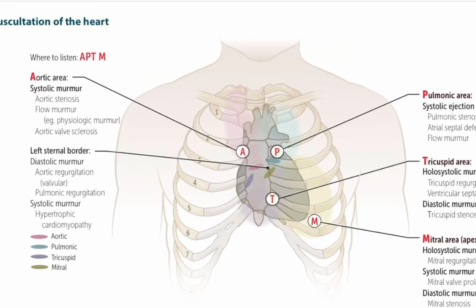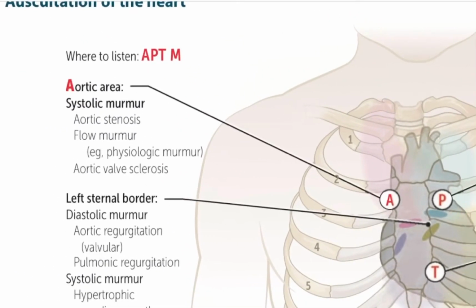In the aortic area, we hear systolic murmurs, and these murmurs are of aortic stenosis, flow murmur, that is the physiologic murmur, and aortic valve sclerosis. Is this clear? So we hear systolic murmurs, that is of aortic stenosis, flow murmur and aortic valve sclerosis.